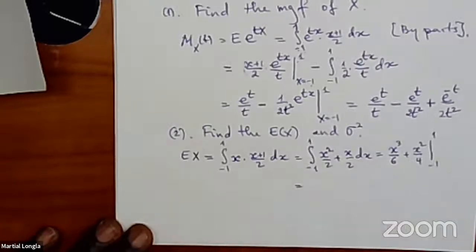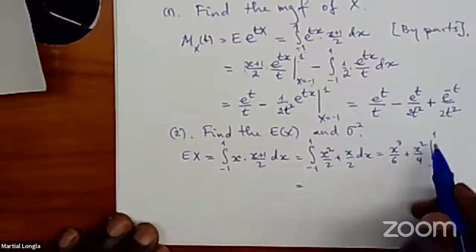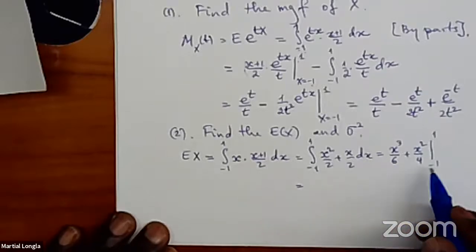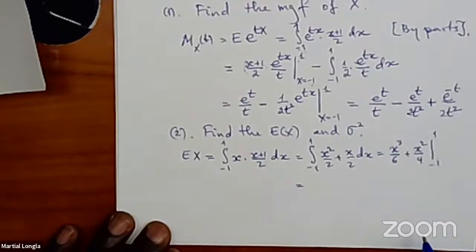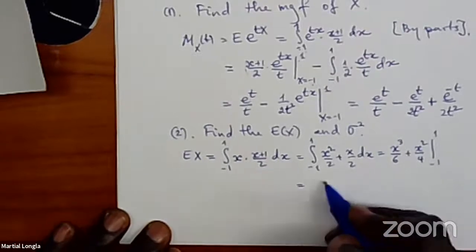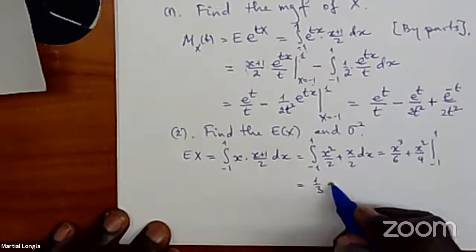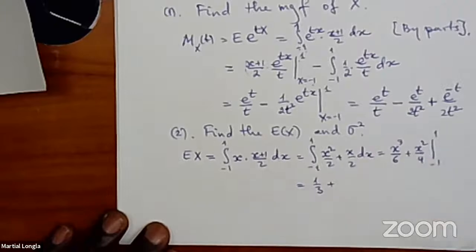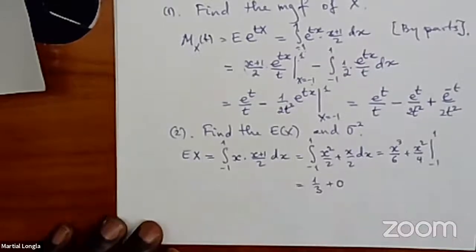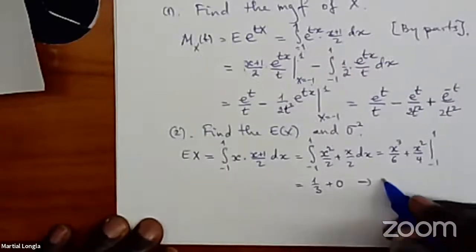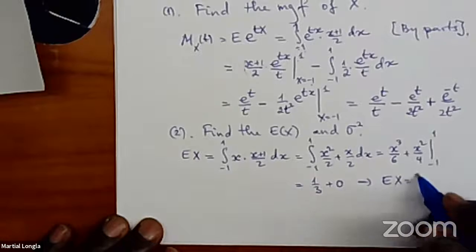This is going to give us, when I plug in 1, I get 1. When I plug in minus 1, I get minus 1. 1 minus minus 1, that's plus 1. So that's 2 over 6, 1/3. Plus, I plug in 1, 1 squared is 1, minus 1 squared is 1. 1 minus 1, 0. So the answer is expected value of X equal 1/3.